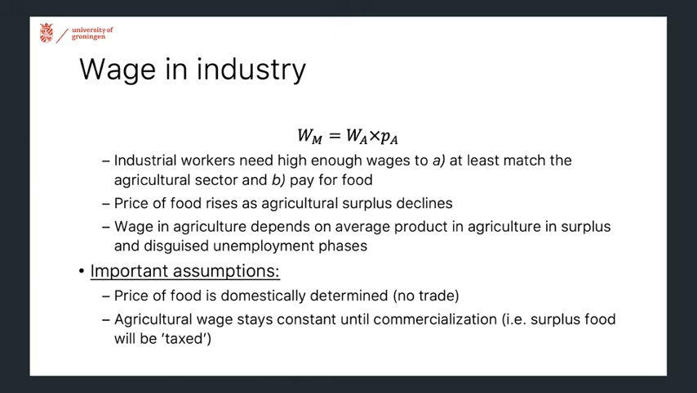So the general principle is shown here. The industrial sector wages depend on wages in agriculture and the price of food. So the industrial workers need enough money from the factory owners to match what they earned in the agricultural sector and pay for the food that they now have to buy instead of growing it themselves. So putting these two together, we know what will happen to the wages in industry.